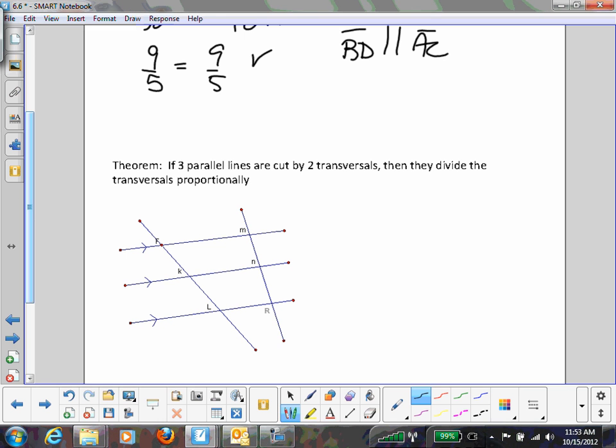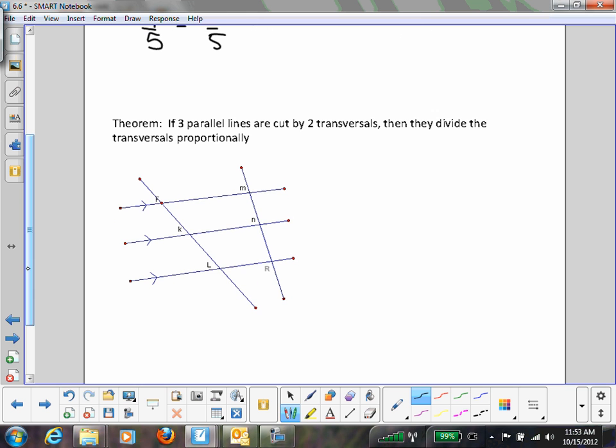We're using the triangle proportionality converse. Okay, so we have 3 lines that are cut by 2 transversals. 3 lines that are parallel. Do you see that? They're parallel, and our transversals are these lines that are kind of coming down. They divide the transversals proportionally.